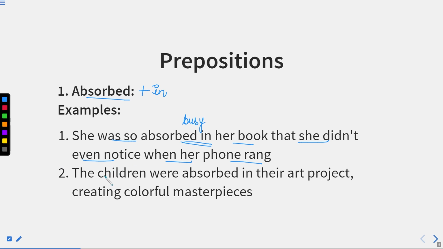Now, let us see one more sentence. The children were absorbed in their art project. Absorbed in means busy in their art project. Whenever we use absorbed in, it refers to when someone is very busy or involved, creating colorful masterpieces. So this is how we can use absorbed in sentences. I hope you understood. Now, let us move to the next verb.